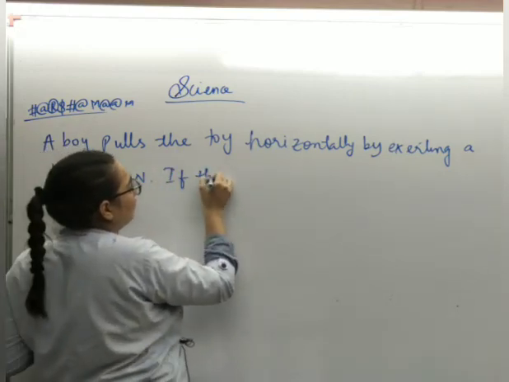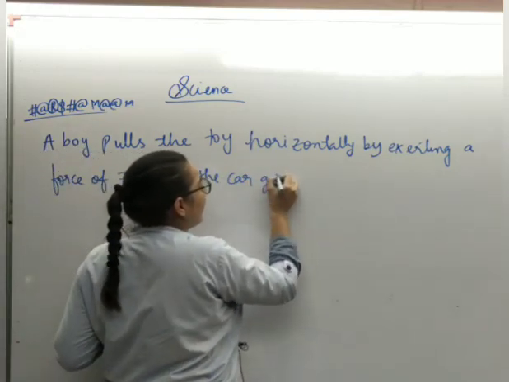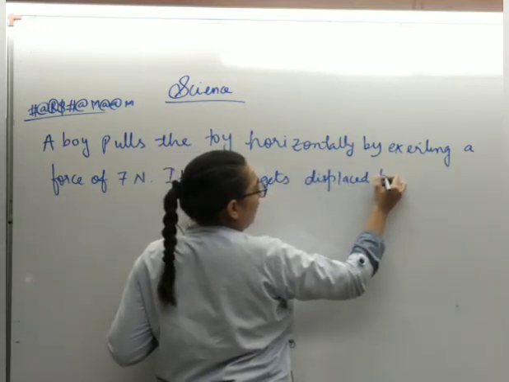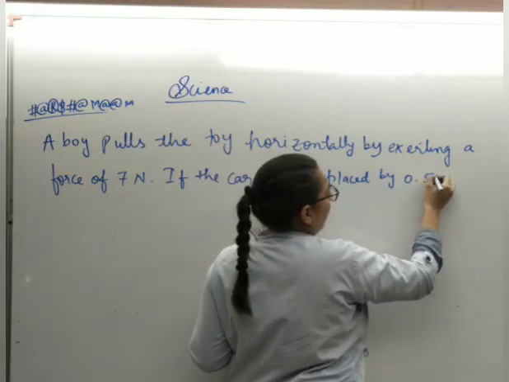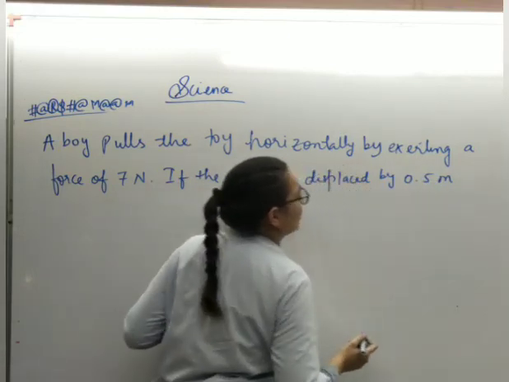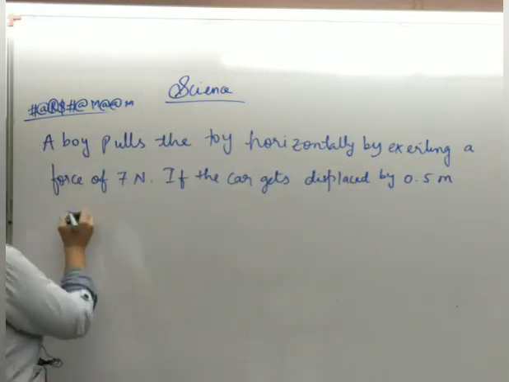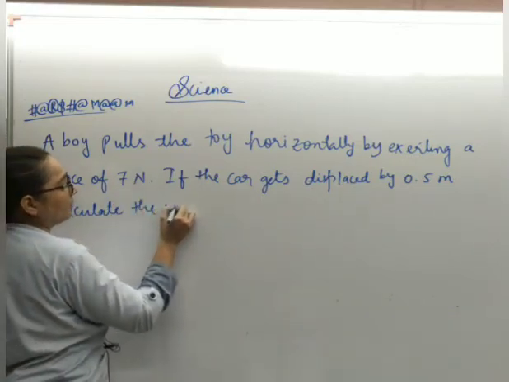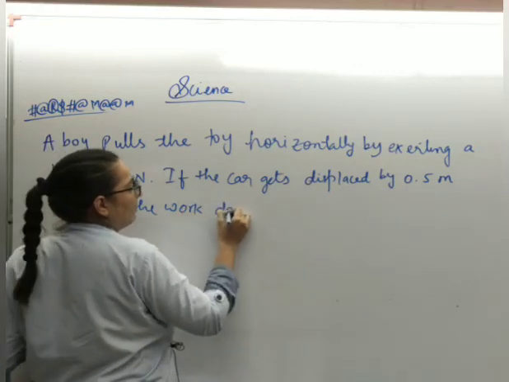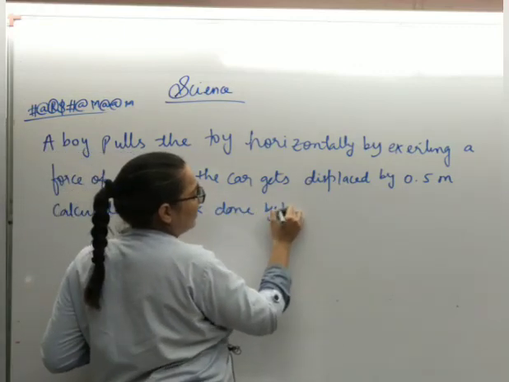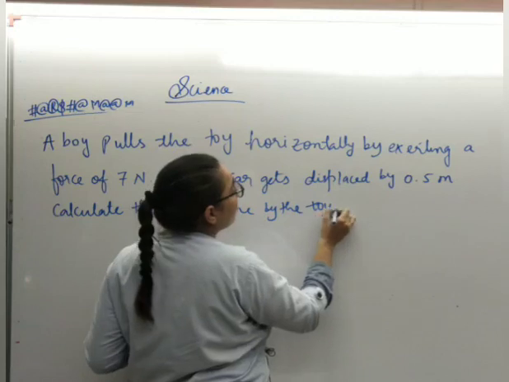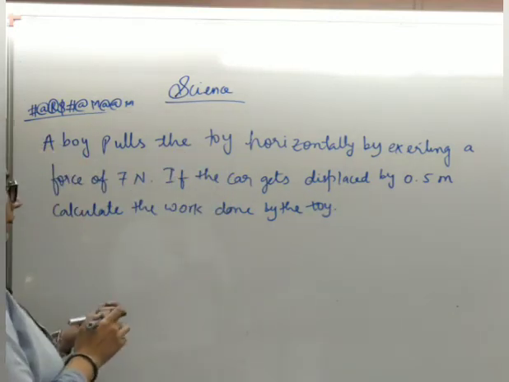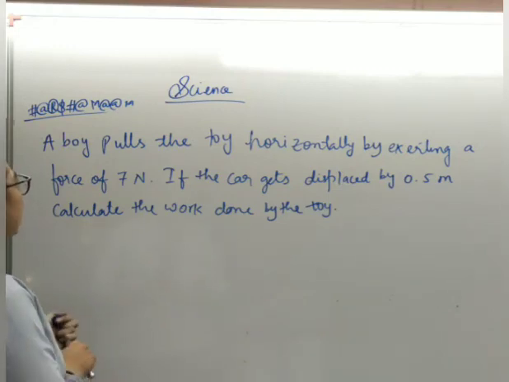If the car gets displaced by 0.5 meter, calculate the work done by the toy. This is again the numerical that you will be easily able to do.